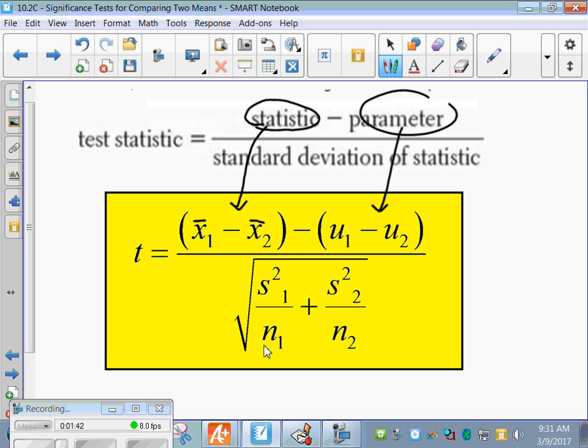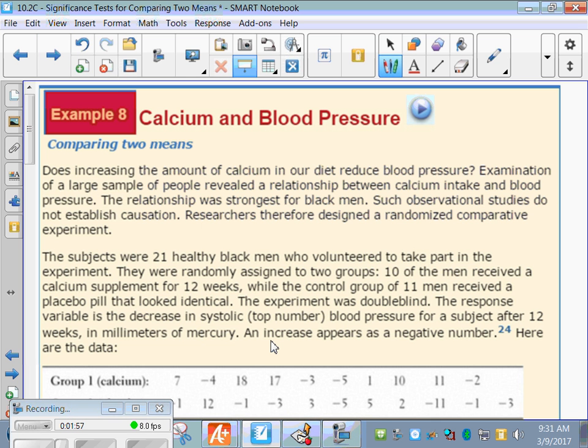Again, this is on the AP formula sheet, except it uses sigma, but you need to substitute in the standard deviation from the sample if you don't have the actual standard deviation. So let's try one of these lovely problems.